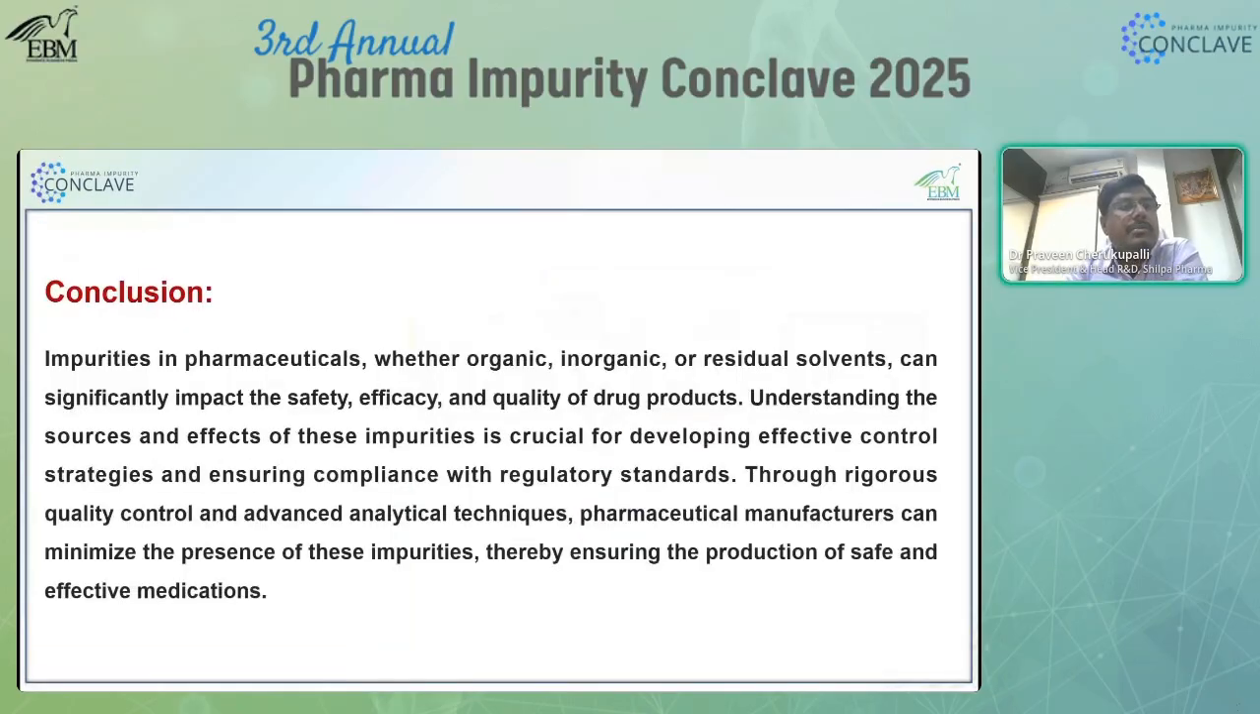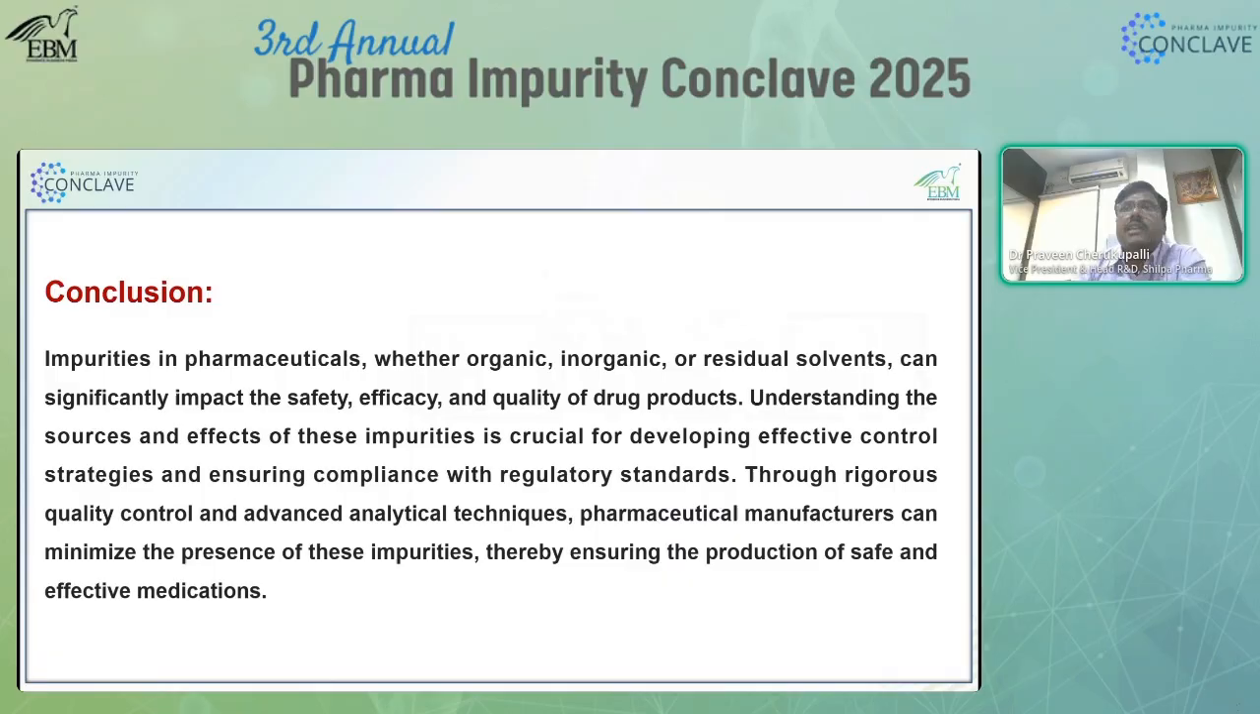So in conclusion, impurities in pharmaceuticals, whether organic, inorganic, or residual, can significantly impact the safety, efficacy, and quality of drug products. Understanding the sources and effects of these impurities is crucial for developing effective control strategies and ensuring compliance with regulatory standards. Through rigorous controls, quality control, and advanced analytical techniques, pharmaceutical manufacturers can minimize the presence of these impurities, thereby ensuring the production of safe and effective medicine.